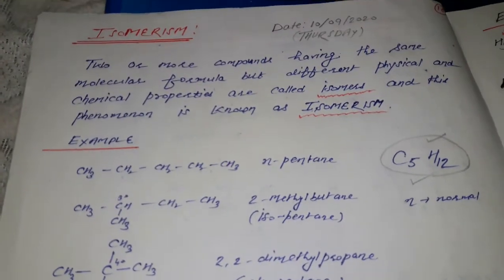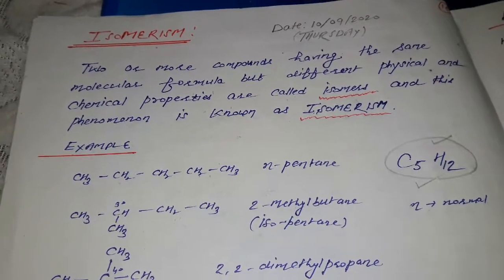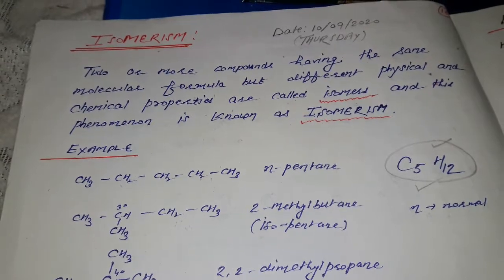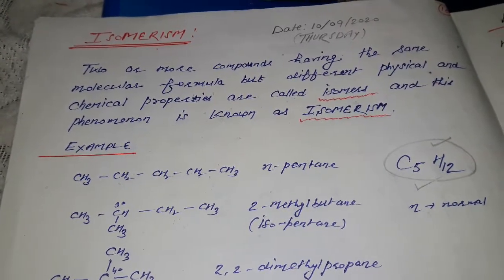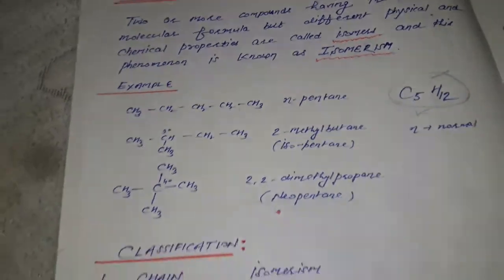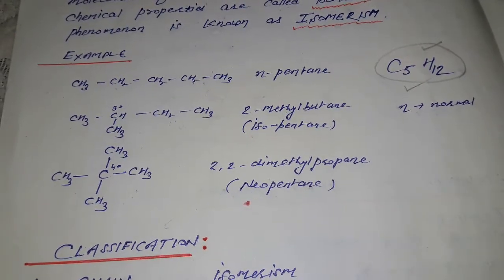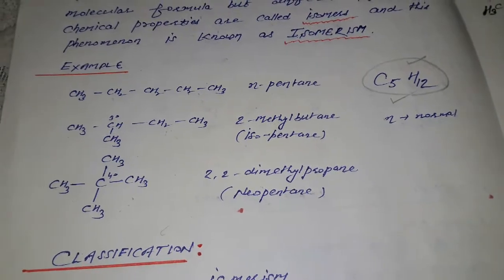Today in this lecture we will study isomerism. Two or more compounds having the same molecular formula but different physical and chemical properties are called isomers, and this phenomenon is known as isomerism. This is an example with molecular formula C5H12 but having different structural formulas.